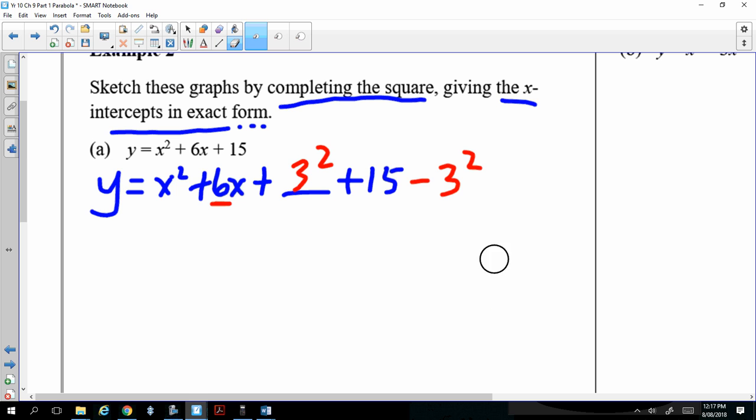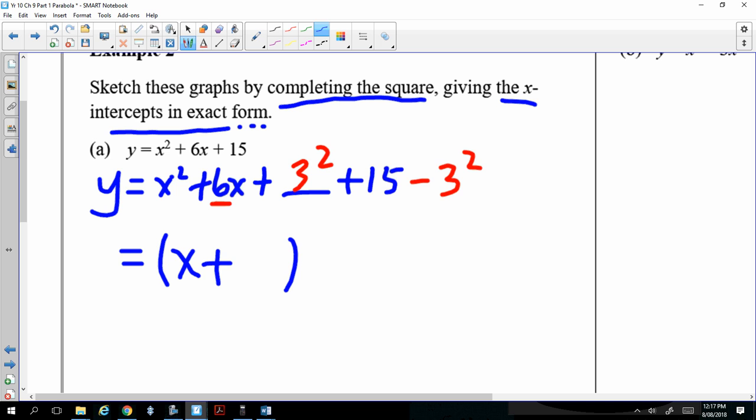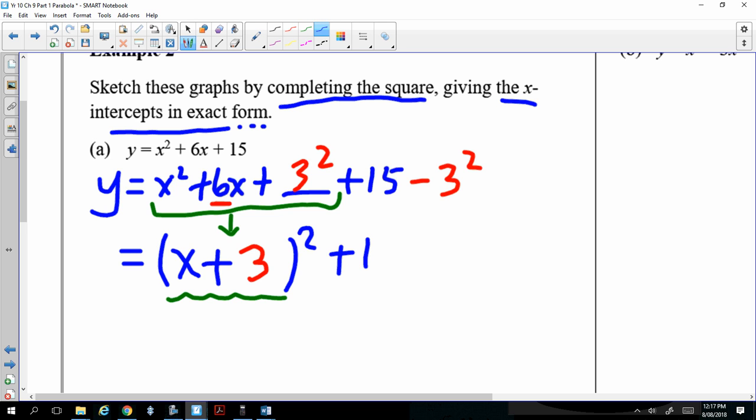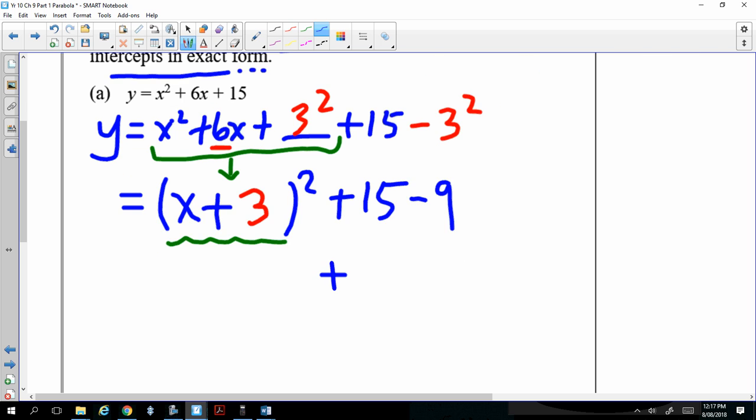Alright, so now what you do is this. You're going to write that as a perfect square, x plus 3 squared. So that's a perfect square. This part here becomes this. Does that make sense? And then the other part, now you can do 15 minus 9. What's 15 minus 9? 6. So that's your perfect square. Does that make sense why we do this? We add something to keep a balance. So we complete the square so that y is in this form.